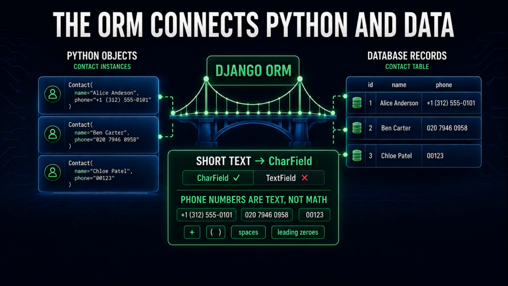Both of our fields contain text, but they hold short, length-limited values, so we will use CharField rather than TextField. A phone number should also be stored as text, because it may contain spaces, punctuation, country codes, or leading zeros. We display phone numbers, we do not perform arithmetic with them.